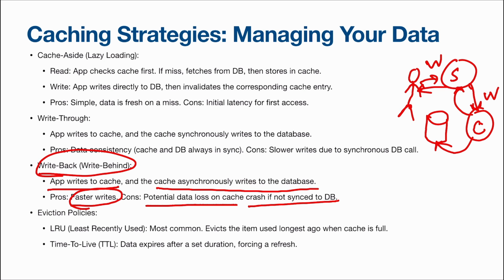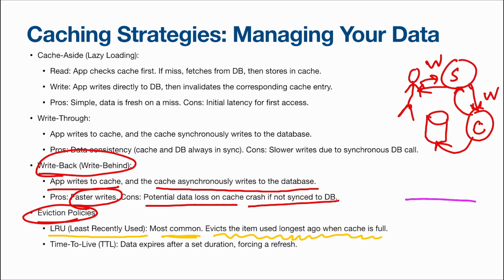And we can also briefly talk about the eviction policies. Here are the two most commonly used eviction policies. The first one is LRU, or least recently used, which is the most common policy, and it evicts the item used longest time ago when the cache is full.